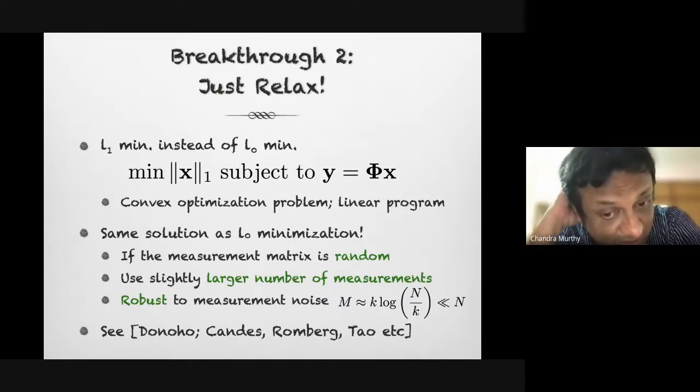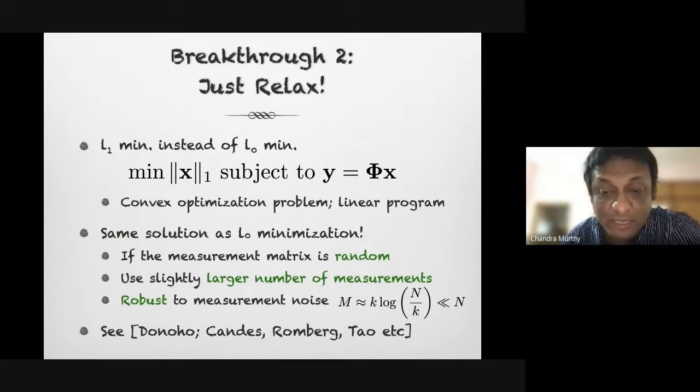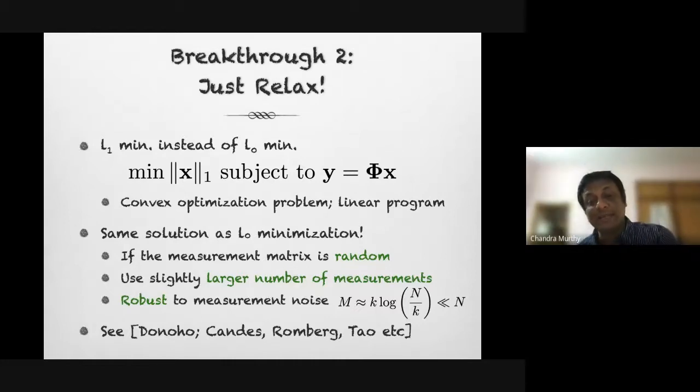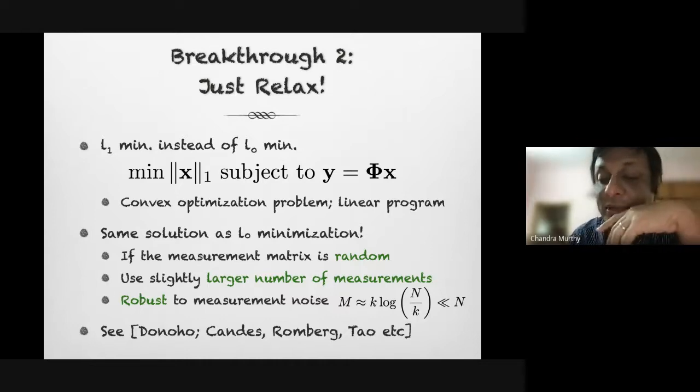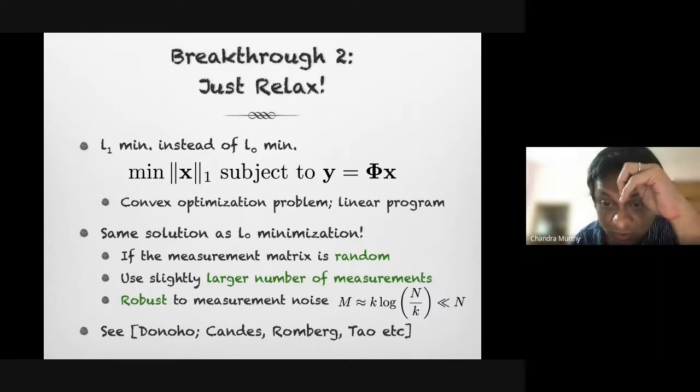The first condition is that the measurement matrix must be random. That is, the entries of phi must be chosen from a random distribution. You cannot use a structured measurement matrix. And the second point is that you will have to use a slightly larger number of measurements. So the order of measurements is of the order k times log n over k. In the previous slide, we saw that m of the order k plus 1 or 2k is sufficient. But here you need m to be of the order k times log n over k, which is still much less than capital N, which would be the number of measurements needed if you had no structure in this vector x.